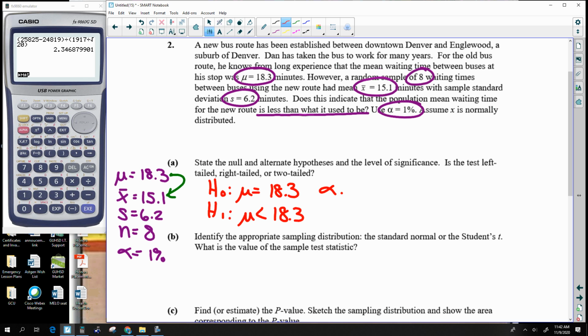From here, the level of significance is 1%. And the arrow, again, if you don't know, think of that as like an arrow. That arrow is pointing to the left. So this is a left tail.